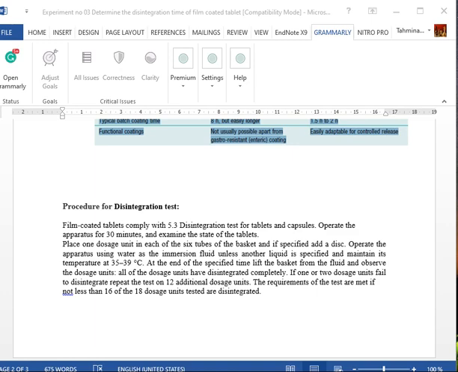After the completion of the experiment, if 16 out of 18 units are passed, then this disintegration test is okay. Otherwise, the batch fails.